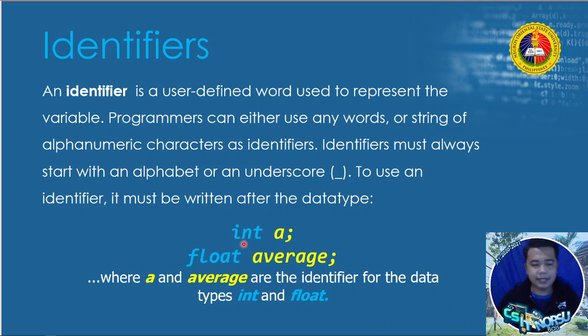Okay, for example, int a and float average, where a and average are the identifiers for the data types int and float. To write an identifier, it's basically all up to you. Since identifiers are user-defined words, you can write any word that you would like. This could be x, y, or num1, and so on. An identifier is just a word you will use to represent a single variable.